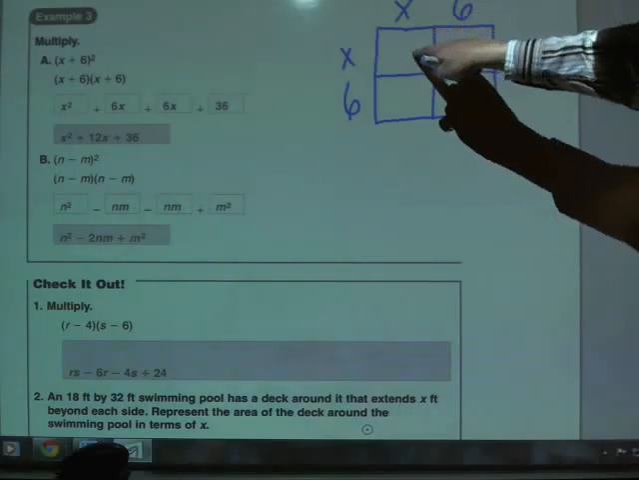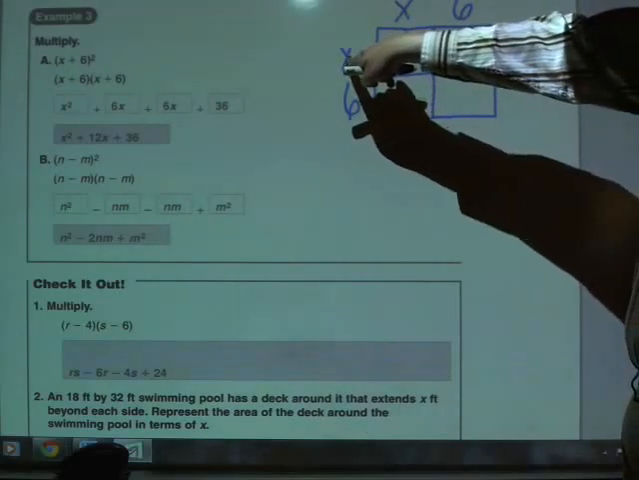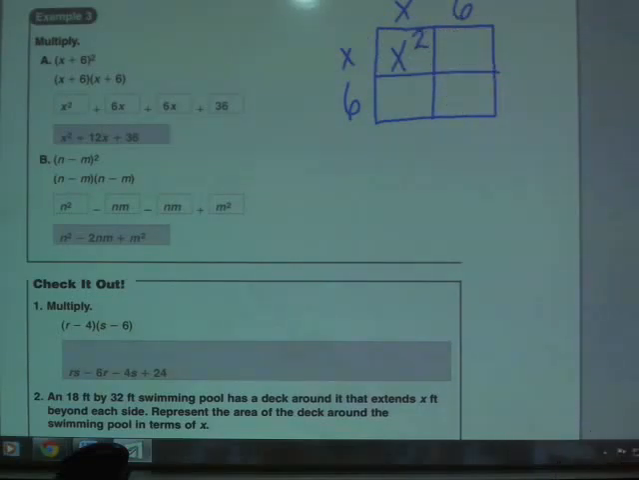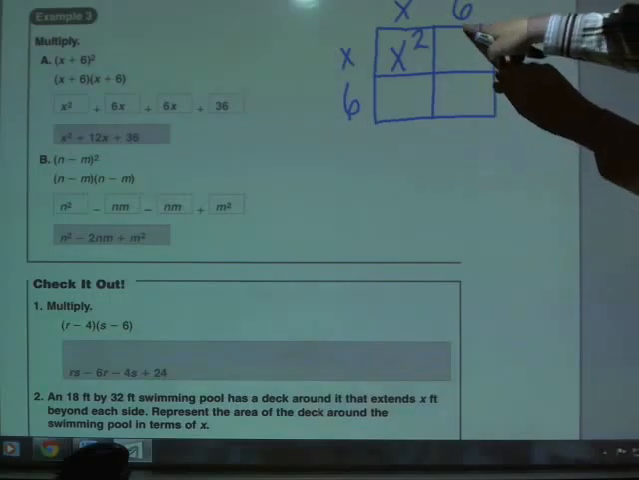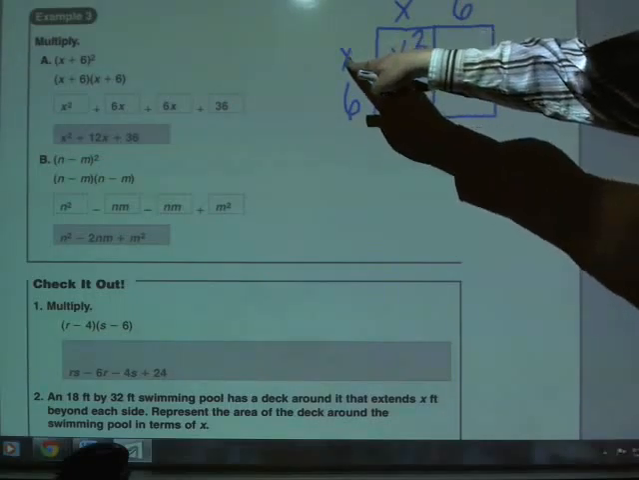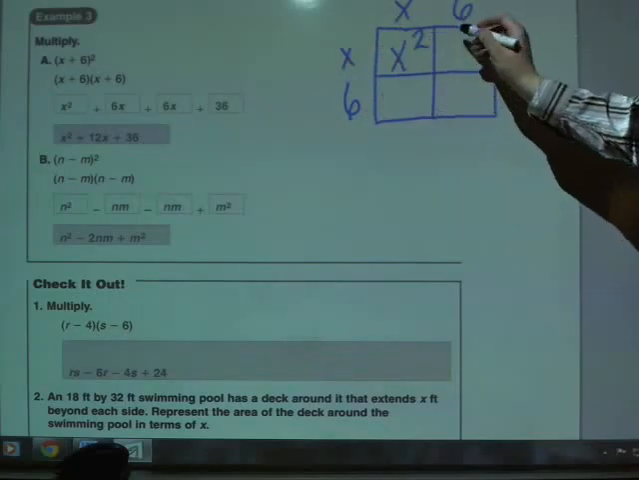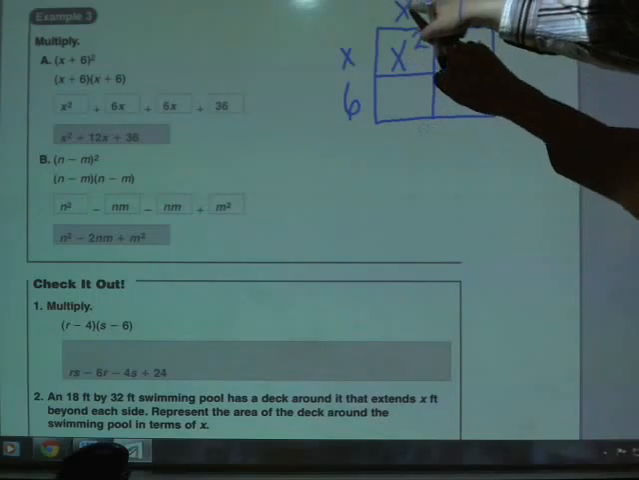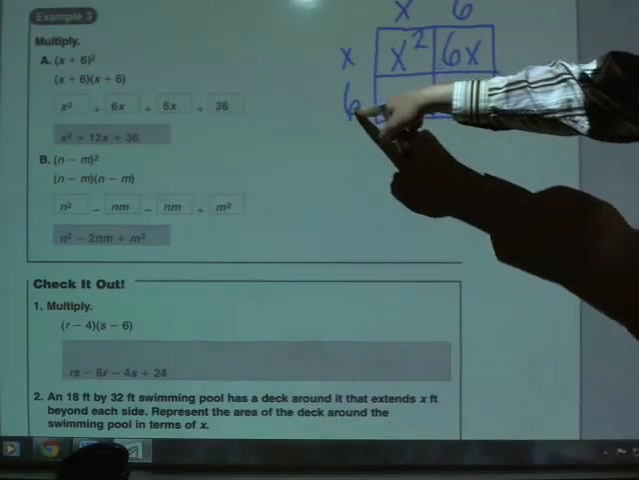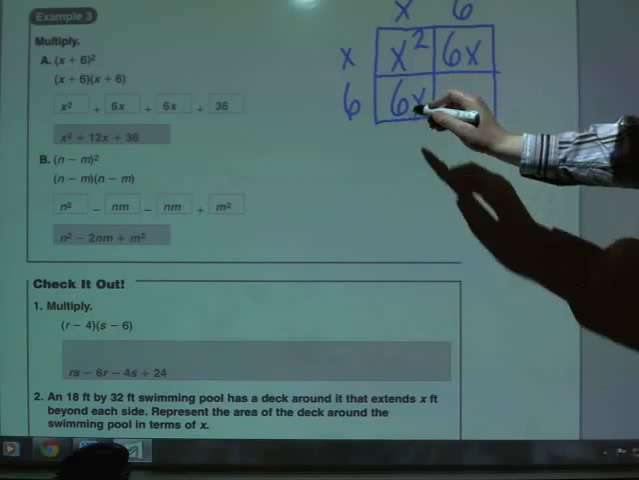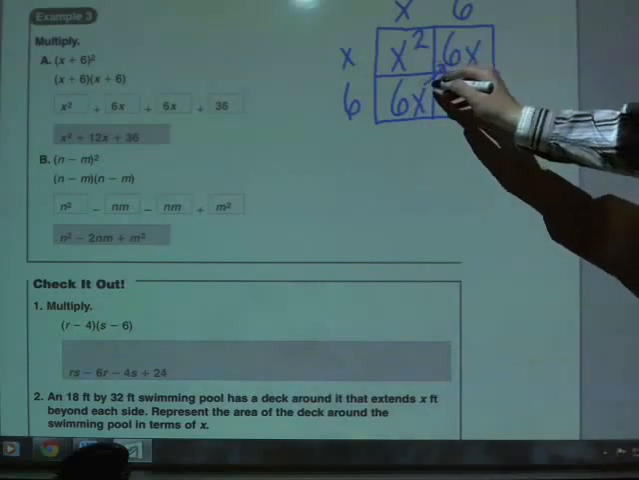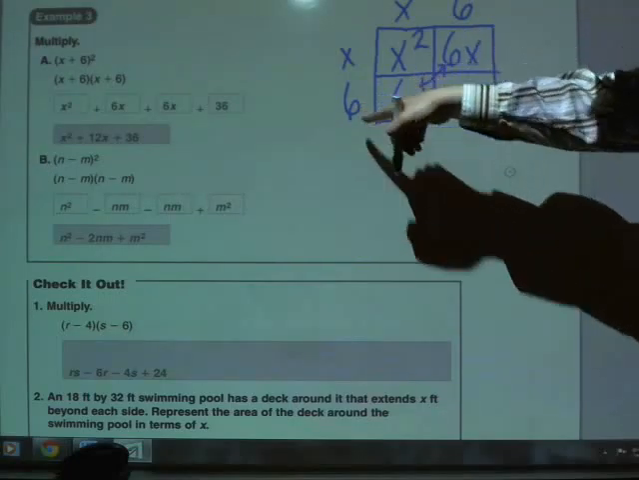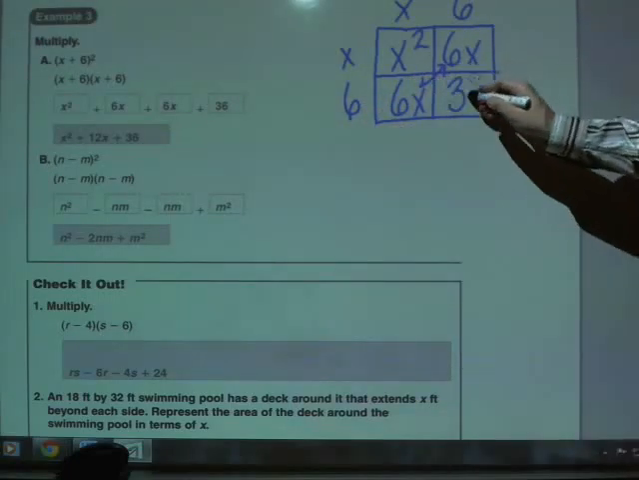So, this box here has x above it and x to the left of it. X times x, based on the product of power rules, this is going to give me x squared. This box here has 6 above it and x to the left of it. If I put those together, that's going to give me 6x. This box here has x above it and 6 to the left of it. That's also going to give me 6x. Notice these two happen to be the same. And then this last box here is going to give me 6 above it and 6 to the left of it. 6 times 6 is 36.